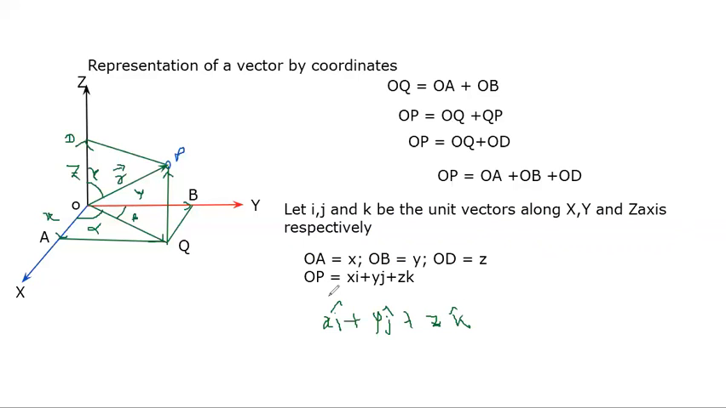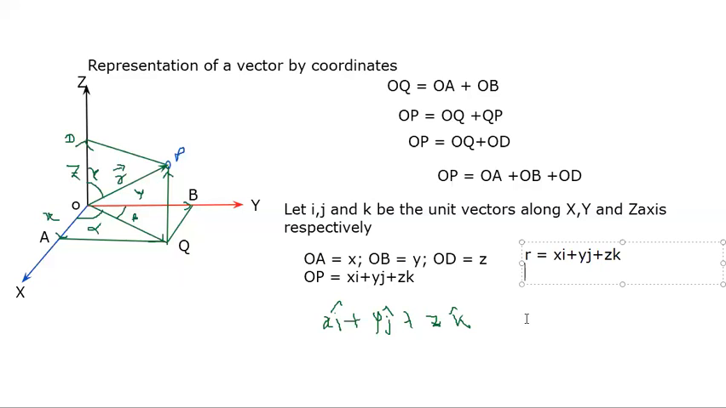So now you have represented OP, or vector R, as x i cap plus y j cap plus z k cap. Understood? So you have expressed this as a vector. This is not actually the magnitude or direction. This is only the vector form, right?